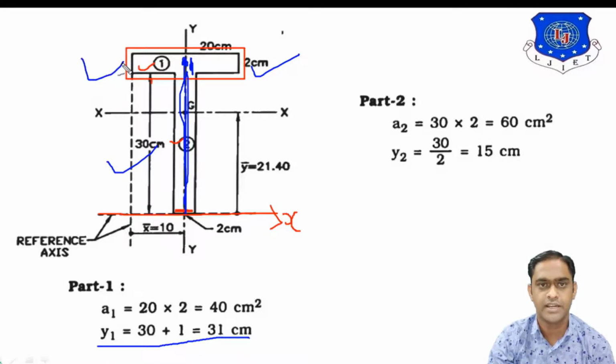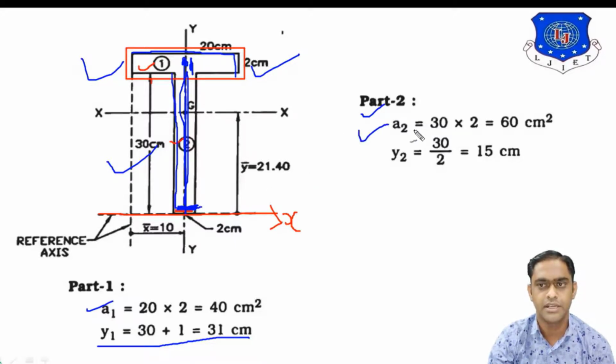Now, what is the area of the rectangle? It is equal to 20 by 2. So, it will be 40 centimeter square. Now, what is part 2? In the part 2, the area will be 2 centimeter this and 30 centimeter vertical height.